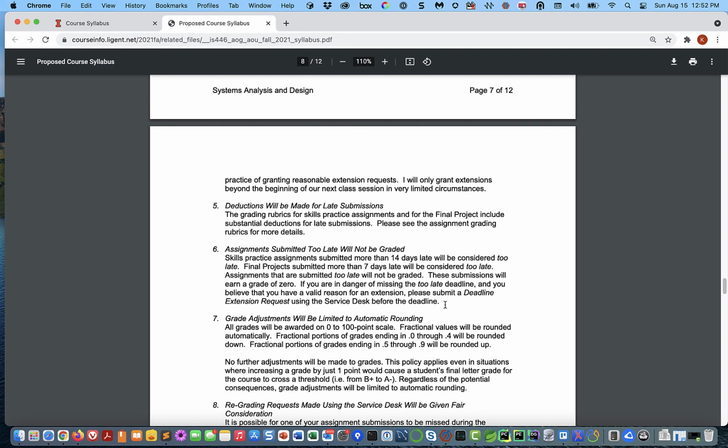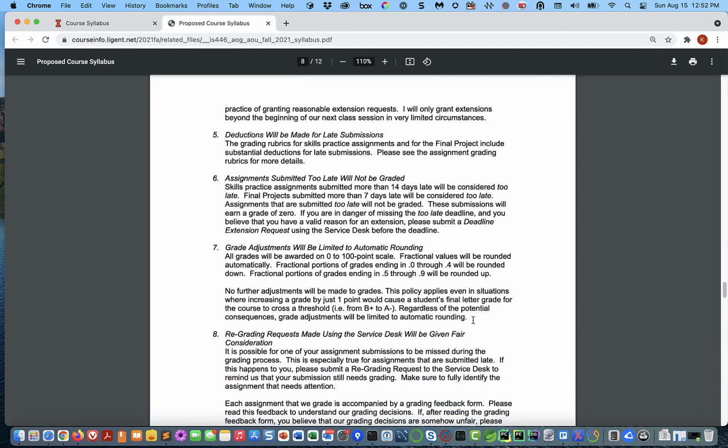If you need an extension of the too-late date, well, open a ticket and apply for one. Okay, if you have a rationale, we'll see what can be done to accommodate that and get your assignment graded.